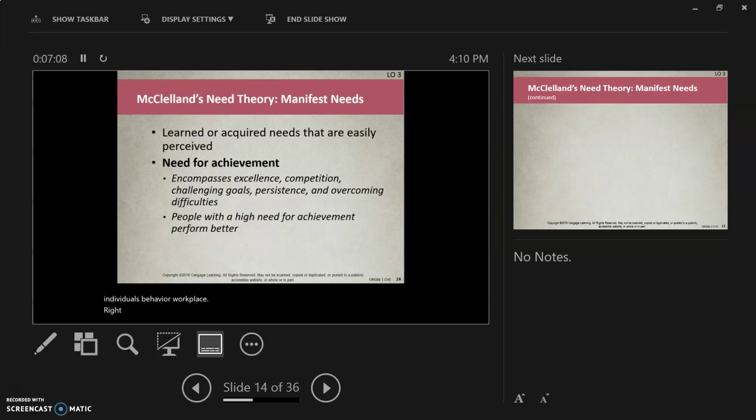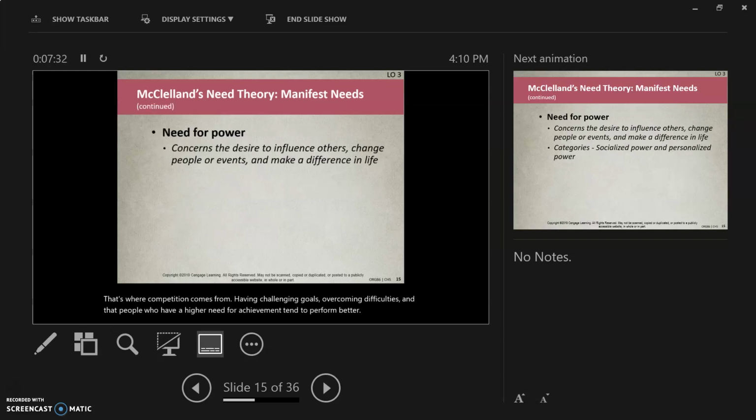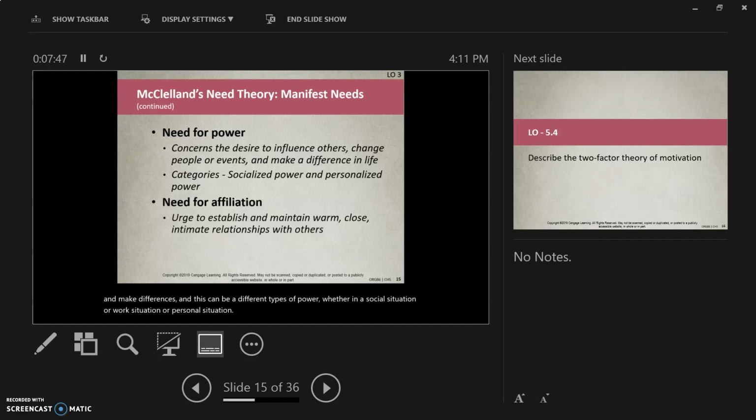All right. So basically, McClelland's need theory says that we have some needs, like need for achievement, which encompasses excellence. That's where competition comes from, having challenging goals, overcoming difficulties, and that people who have a higher need for achievement tend to perform better. The need for power concerns the desire to influence others and change people or events and make differences. And this can be different types of power, whether in a social situation or a work situation or a personal situation.